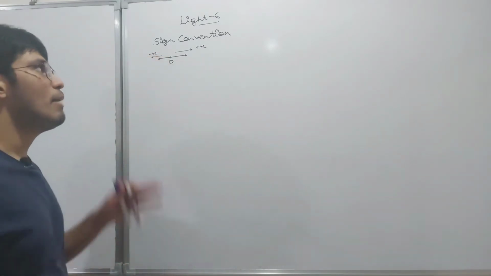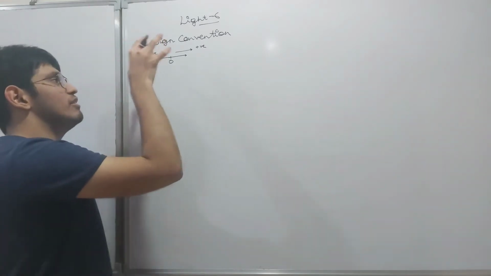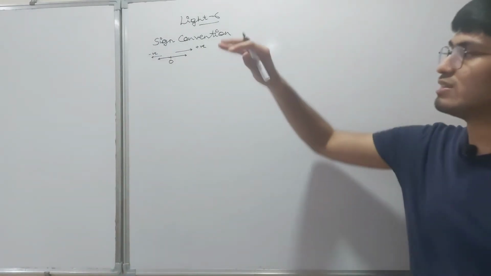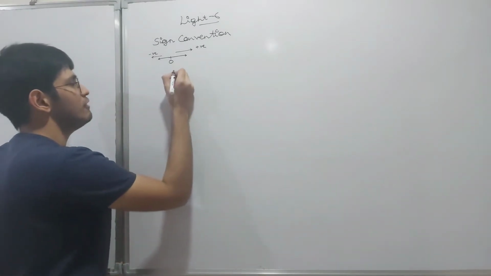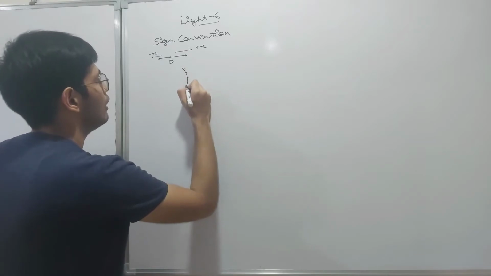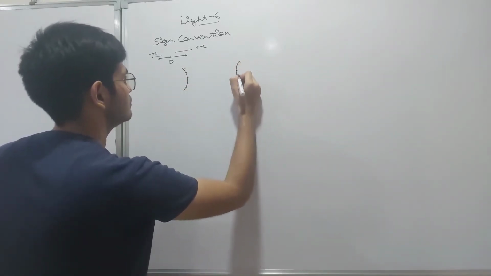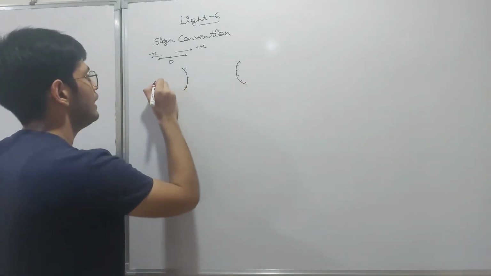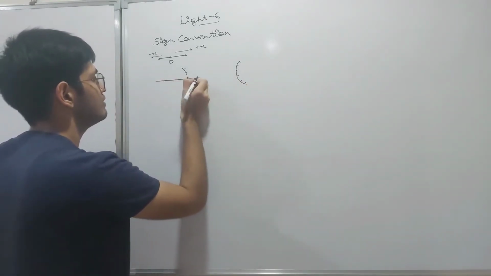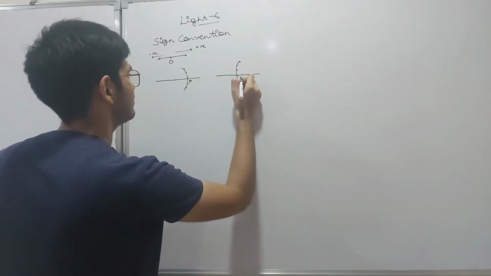Now why am I telling you about this number line? Because in the case of mirrors also, the situation is similar to this only. Okay, suppose we are drawing a concave mirror and a convex mirror. Suppose this is a concave mirror and suppose this is a convex mirror. It will have a principal axis. This is the principal axis, and this is the pole.